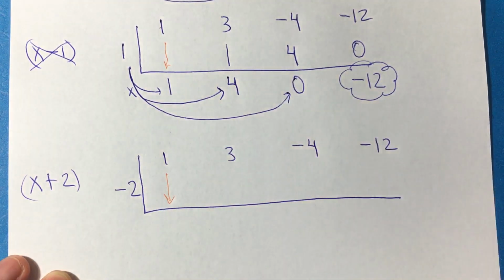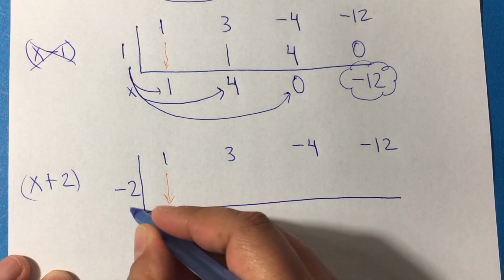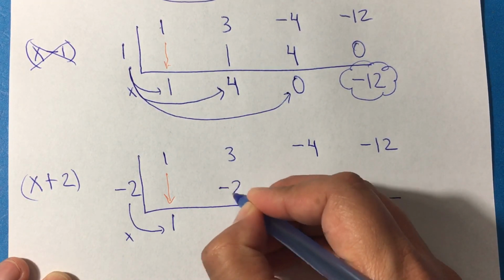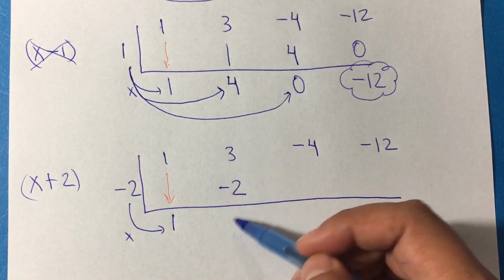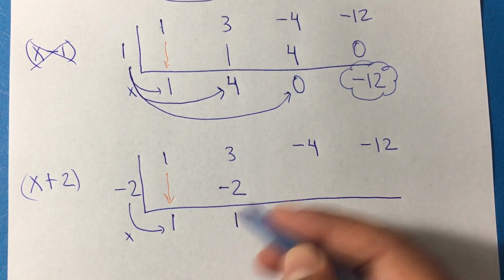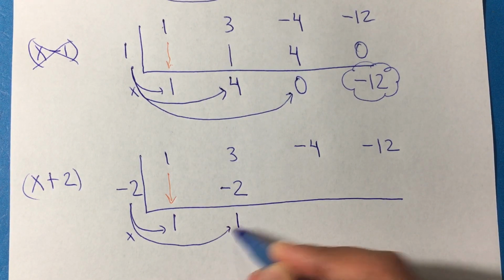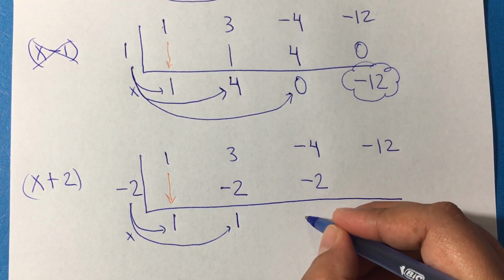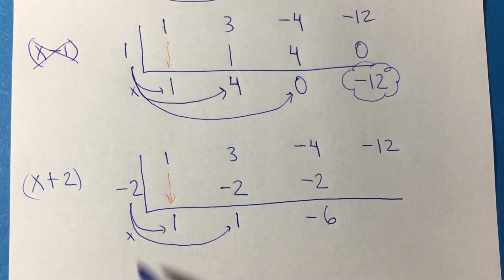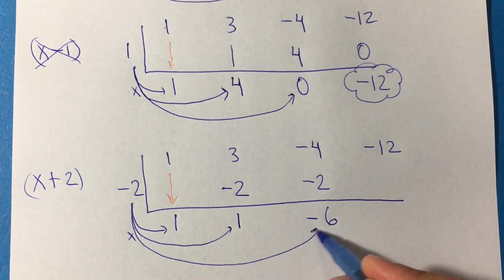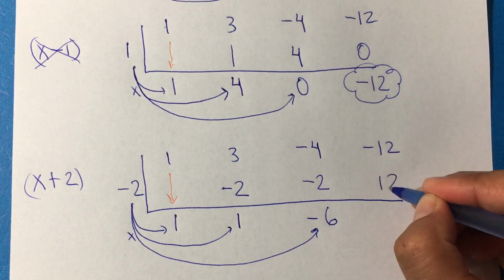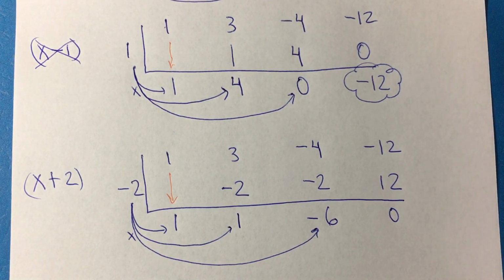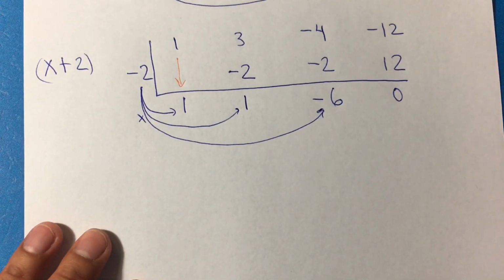Bring down the first one just as it is and start multiplying. Negative 2 times 1 is negative 2. Combine, 3 minus 2 is 1. Negative 2 times 1 is negative 2. Combine and I get negative 6. Negative 2 times negative 6 is positive 12. Combine and we get 0. Yay, we found our first factor.